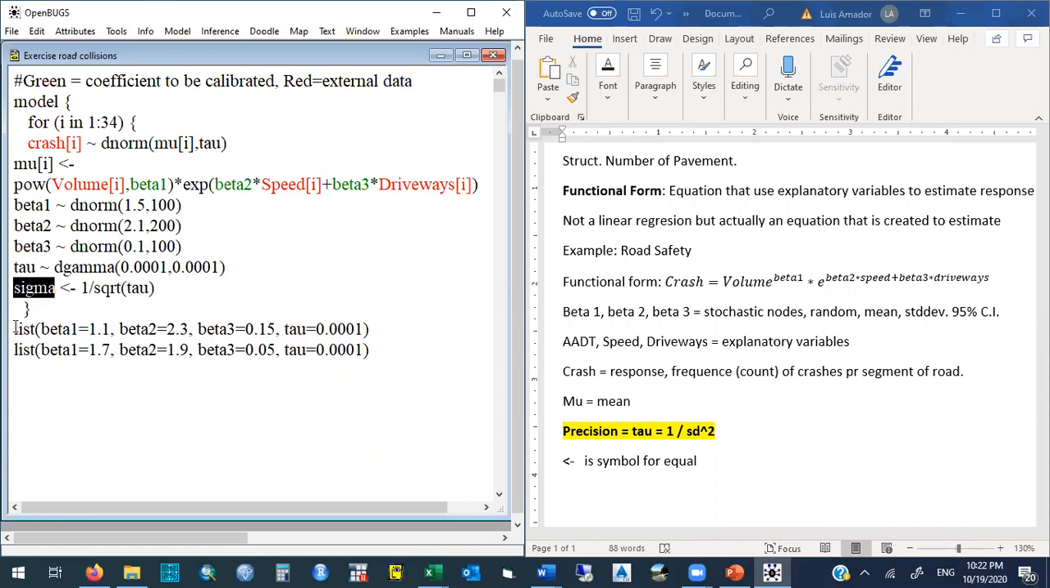Now, the last bit of the calibration for this stochastic or probabilistic model is a point of departure. So you need to start in different points so that the simulation will run and estimate your coefficients.